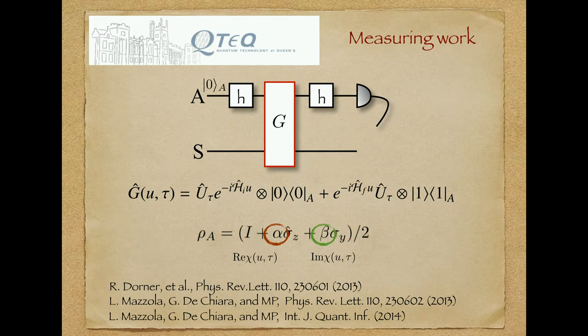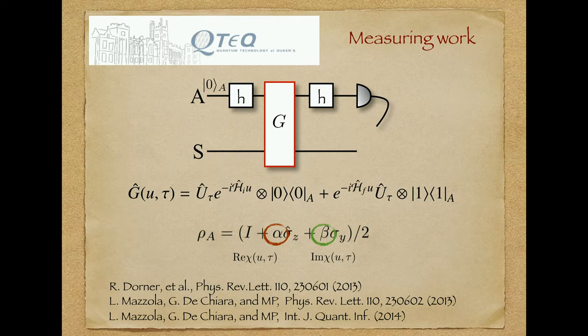And this is the proposal for the reconstruction of the characteristic function of work distribution. For those of you that are used to quantum optics, you can understand this easily in terms of a very basic interferometer. This is actually a phase inference protocol or circuit, a phase estimation protocol. So what do we have here?